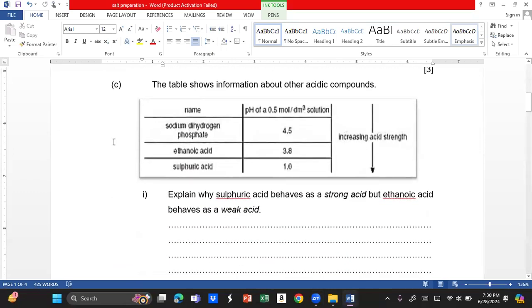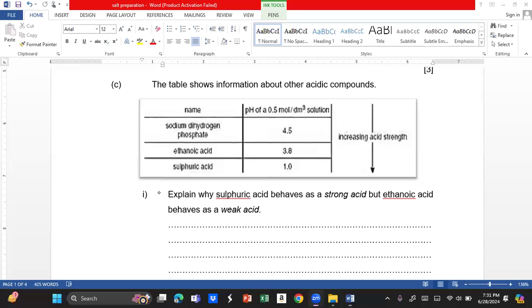Part C. The table shows information about other acidic compounds. Name of the acids: sodium dihydrogen phosphate, ethanoic acid, sulfuric acid. pH of the solution is 0.5 mole per dm cube. See, first in the second column, the pH is given to us. So the acid with the lowest pH will be the strong acid, while the acid with the high pH will be a weak acid.